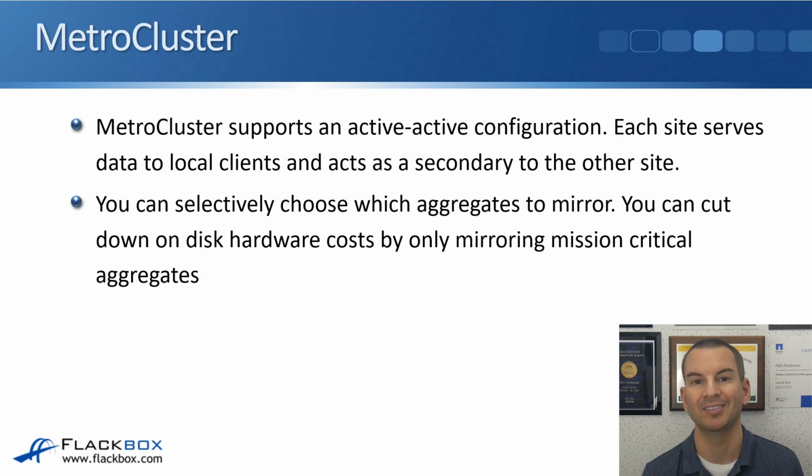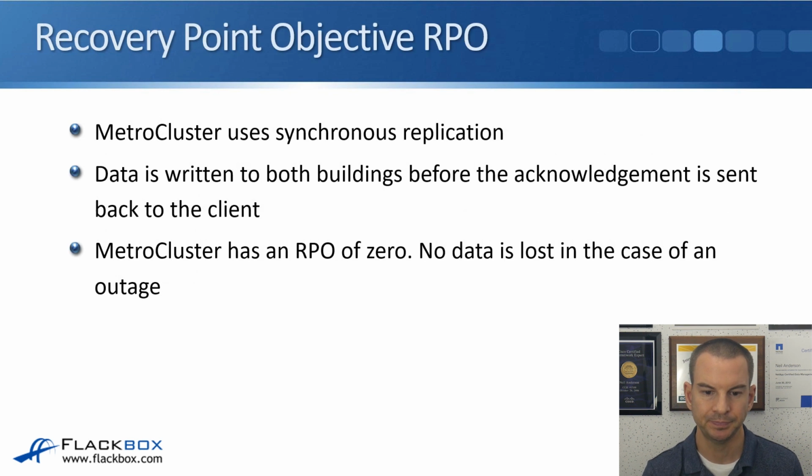MetroCluster supports an active-active configuration. Each separate physical site will serve data to its local clients, and it acts as a secondary to the other site. You can selectively choose which aggregates to mirror, because when you're using sync mirror, it requires double the amount of disks to be used. You can cut down on your disk hardware costs by only mirroring the mission-critical aggregates. Typically, though, in a MetroCluster configuration, you are going to have all of your aggregates being mirrored.